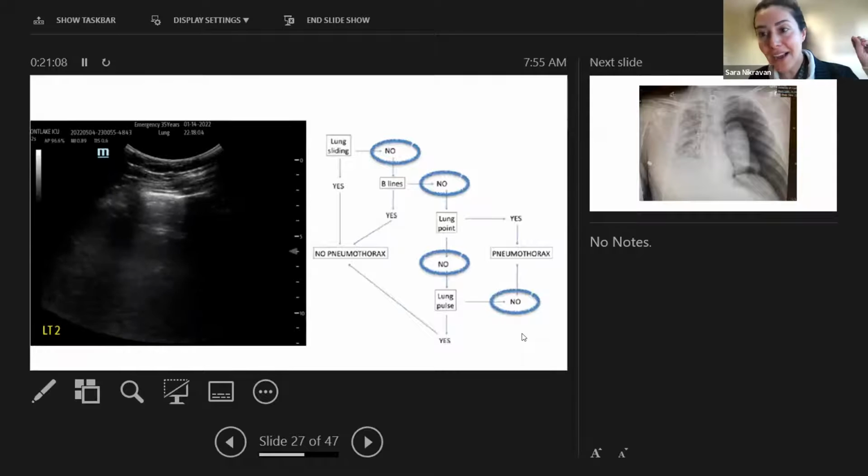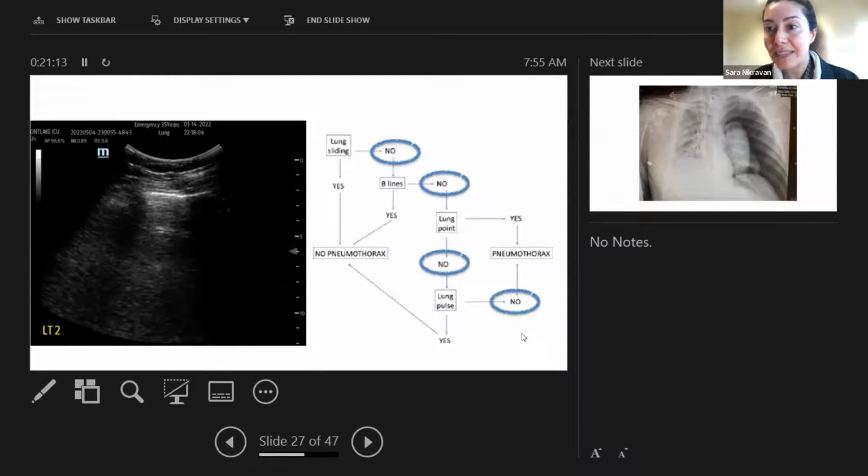I called for the needle. I need a needle to decompress this chest because the patient's getting hypotensive. He's very dyspneic. As I'm getting ready to do this, I got the needle and I'm trying to prep the chest. They come with the chest x-ray. And I said, no one's going to believe me.